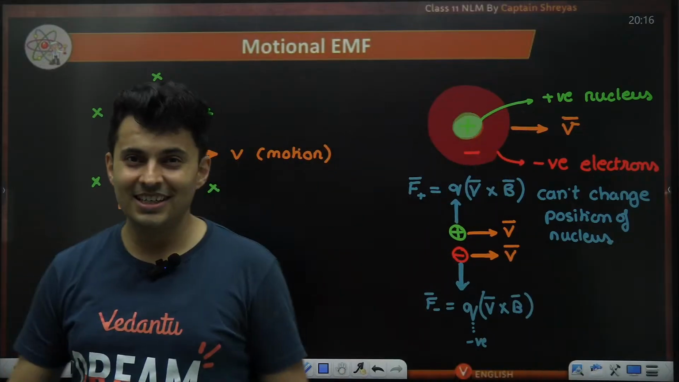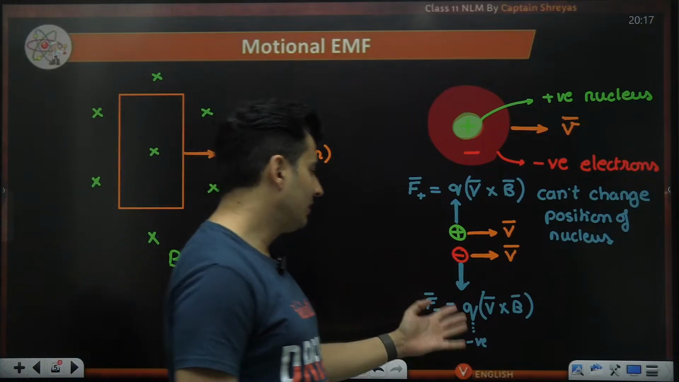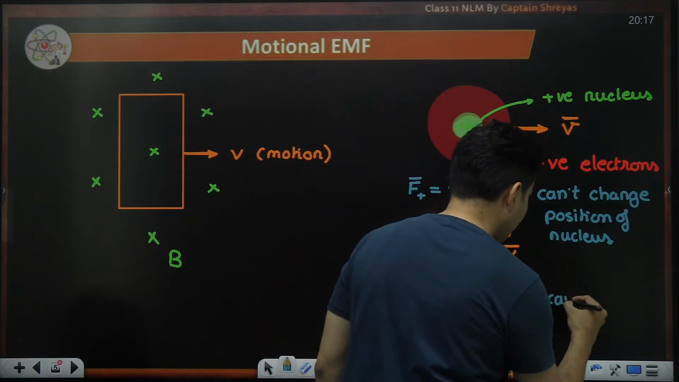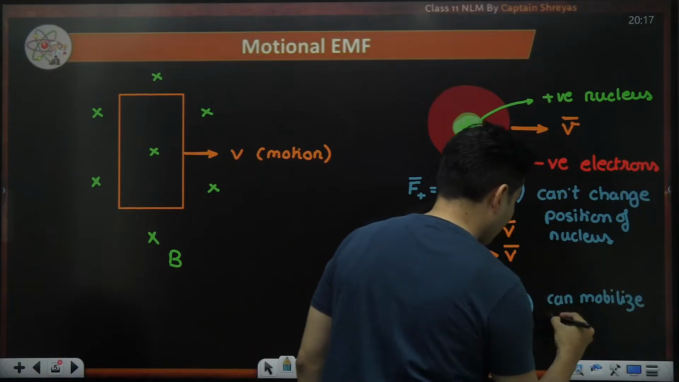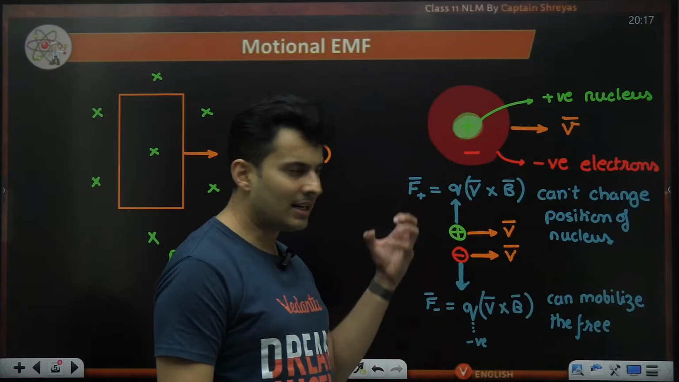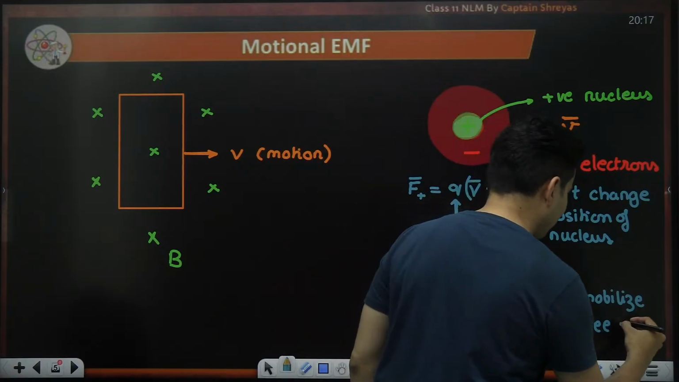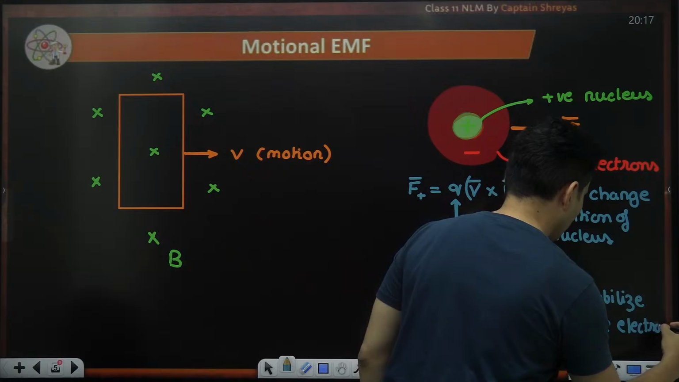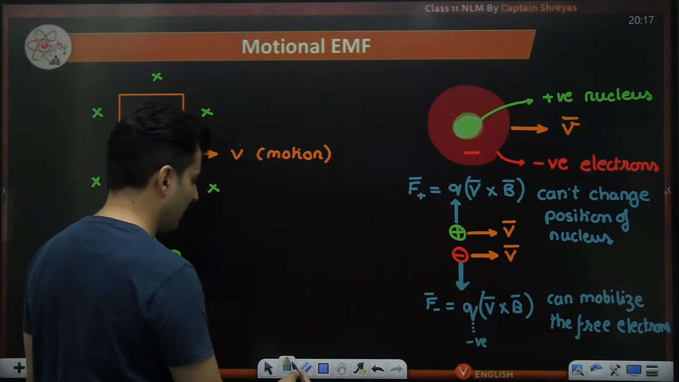But the electrons, can you guess now what will happen? Everybody in the chat box, come on, think carefully. What will happen to the electrons? Of course, this force can mobilize the free electrons. Not all the electrons. The inner orbit will not be affected because they are held by the nucleus properly, but the outer electrons, which are relatively free, can mobilize. So because of which, what do you think will happen? What do you think will happen because of this, my warriors?